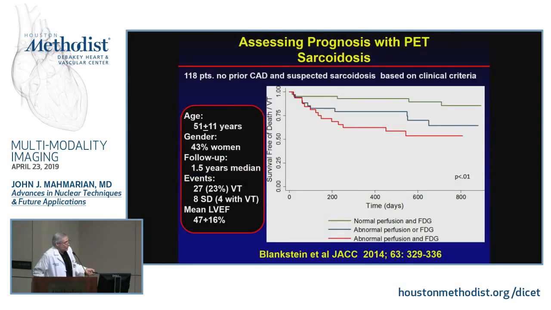And actually, Ron Blankstein has published some data looking at this, particularly looking at sarcoid and the effects in terms of death and MI. And you can see this is normal perfusion and normal FDG, and this is abnormal perfusion or abnormal FDG, and this is abnormal both. And you can see there's an increased risk in mortality as you go to abnormal perfusion, with particularly a burned out myocardium with sarcoidosis. So again, we're learning more and more about this as well.